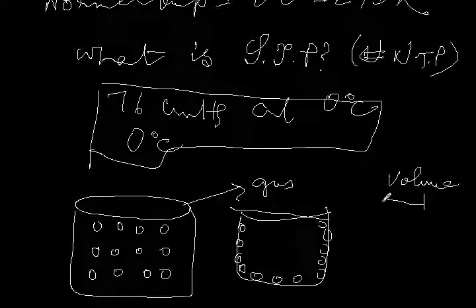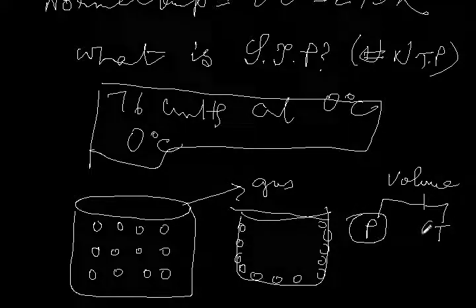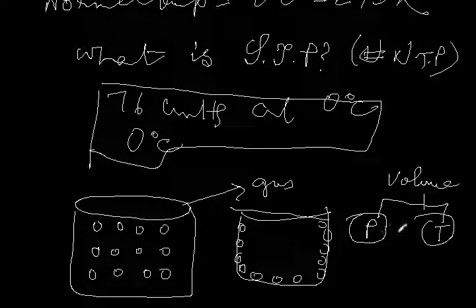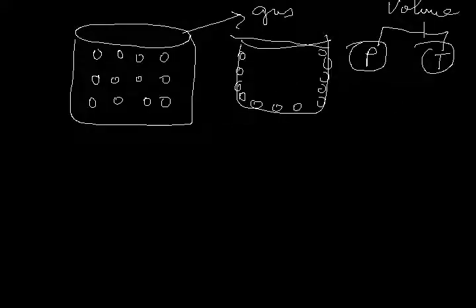The volume of a gas depends on two factors. One is pressure and one is temperature. These are the two main factors on which the volume of a particular mass of gas depends. Without mentioning the pressure and temperature, if you mention some volume of gas, that will be totally defective. So you have to mention pressure and temperature when mentioning the volume of a gas.